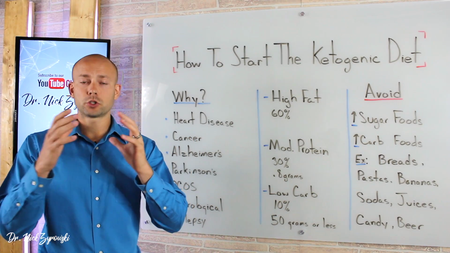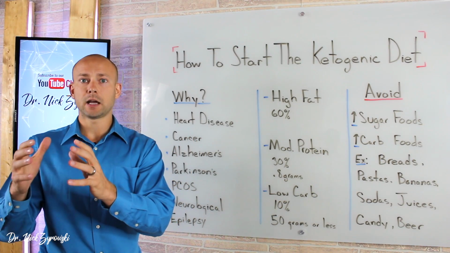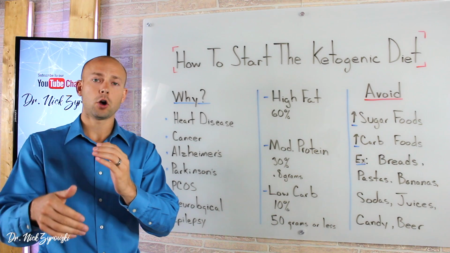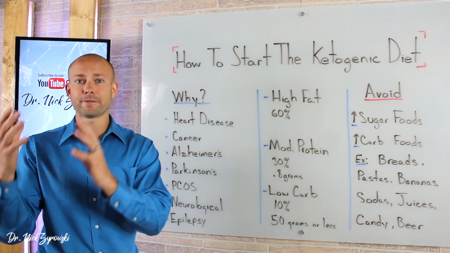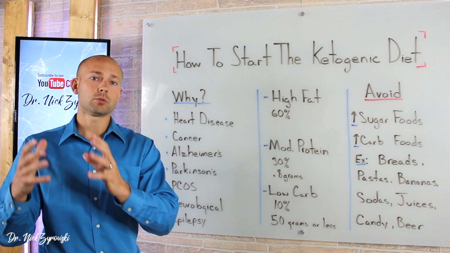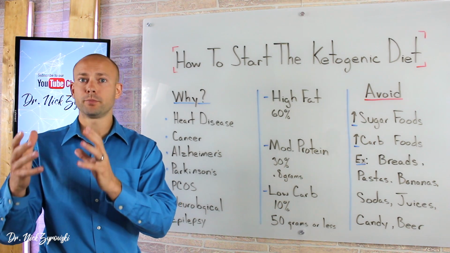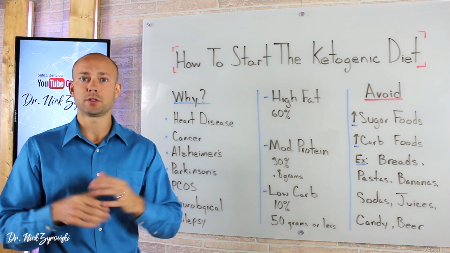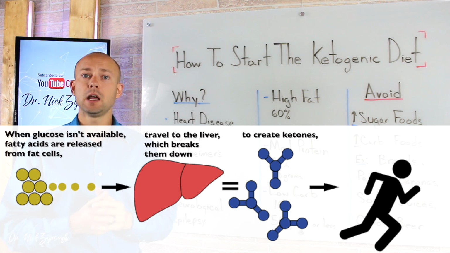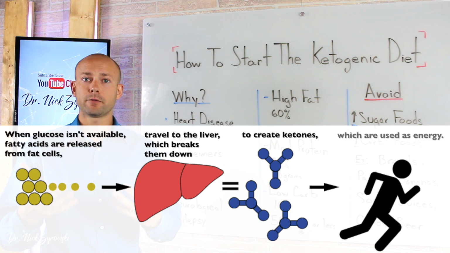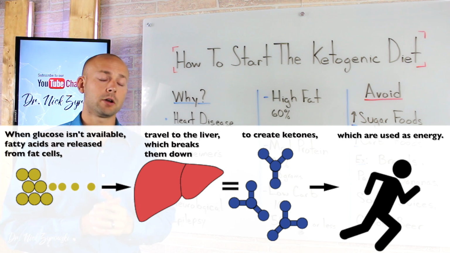Now, when you switch and you start following the ketogenic diet, what happens? You're taking those carbs out of your diet, you're taking that high amount of sugar out of your diet, and you're adding a lot of fats into your diet. So as a result of that, your body starts burning fat for energy. What happens is your liver starts breaking down fatty acids and turning them into ketones. These ketones are used by the body for energy. They're used by the brain for energy.